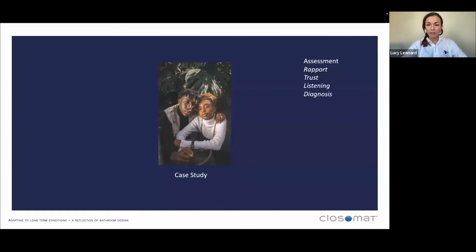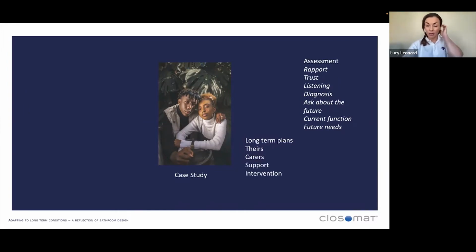So we need to listen really carefully. We need to understand their diagnosis, and we need to ask about what they feel the future might hold, as well as what their current function is as well. So what are their long-term plans? What do they see as their plans? What are their carers' plans? What support do they have now, and what will they have in the future? And what intervention have they had already?